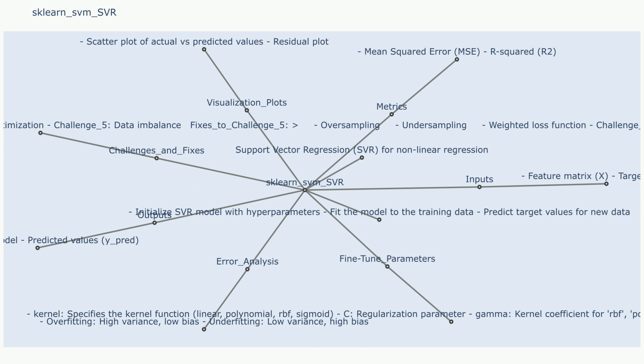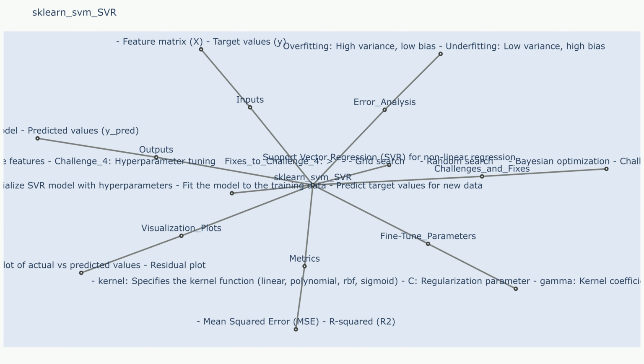Challenge 3: Scaling of features. Sample use case that resulted in challenge 3: when features have different scales, the model might be biased towards features with larger ranges. Fixes to challenge 3: Scale the features using techniques like standardization or normalization before training the model.